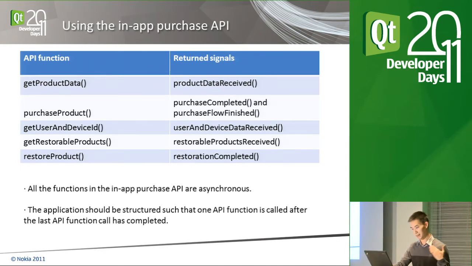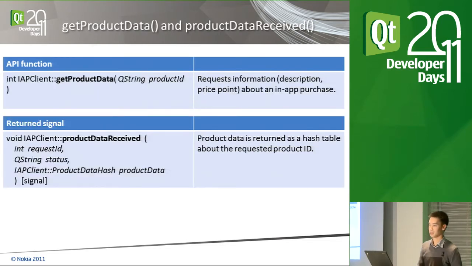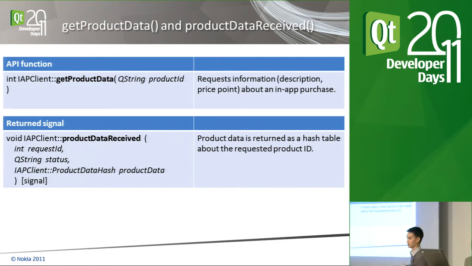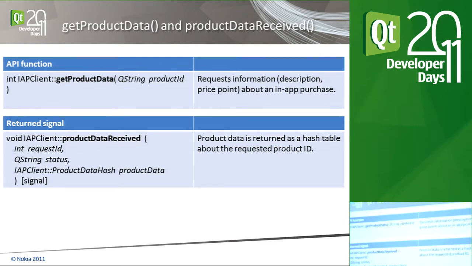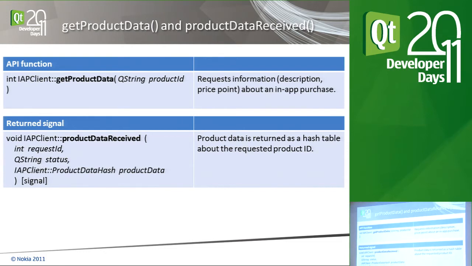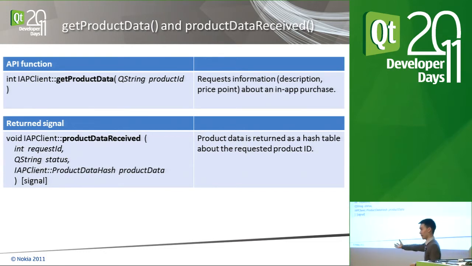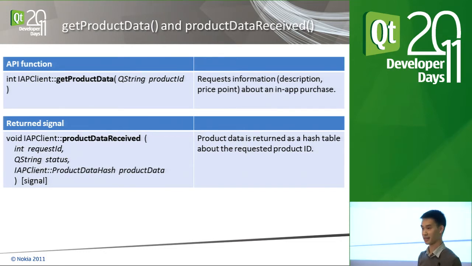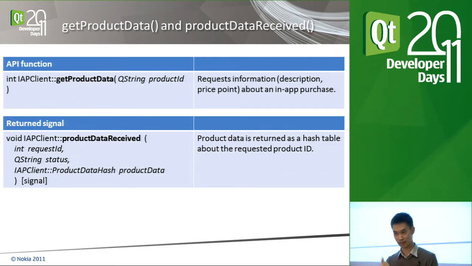So we're going to go into more detail about each of the particular methods. So we'll start with get product data. And get product data, as I sort of demonstrated before, you specify as one of the parameters the in-app ID. So in the API documentation, in-app ID is the product ID. And you get back a hash table of the metadata. So when you parse it, you'll get the display name, short, long description, and the price points.